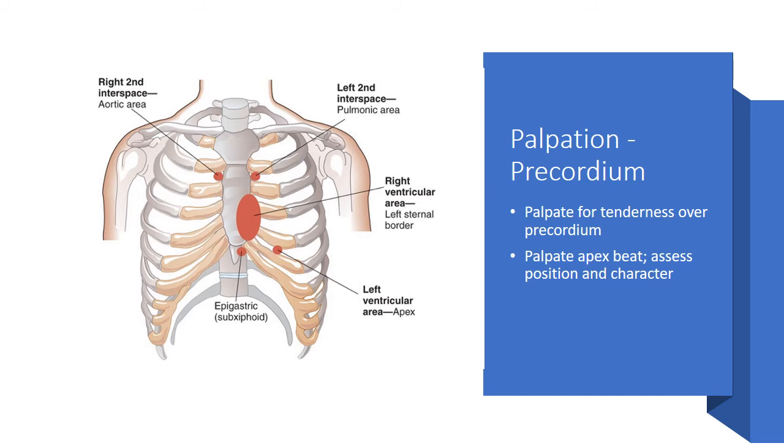We need to palpate the chest, the precordium. As I said, this is the area over the heart, our surface anatomy over the heart. While we're talking about surface anatomy, there's some important surface anatomy here. Now, I'm not talking about heart sounds within this presentation.